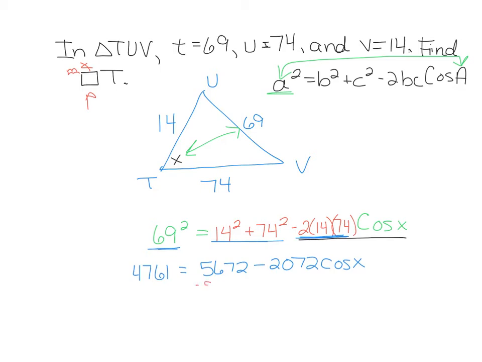Remember, I still can't combine those two numbers together, so my next thing is just going to be to subtract and divide. So I subtract 5,672 from both sides, and I get negative 911 equals negative 2,072 cosine of x. So my next step is just to divide.